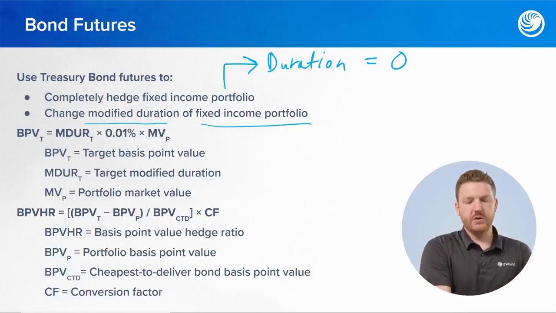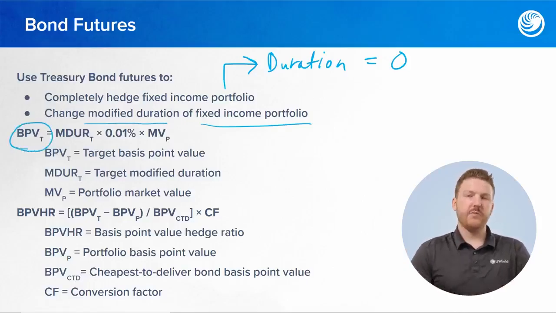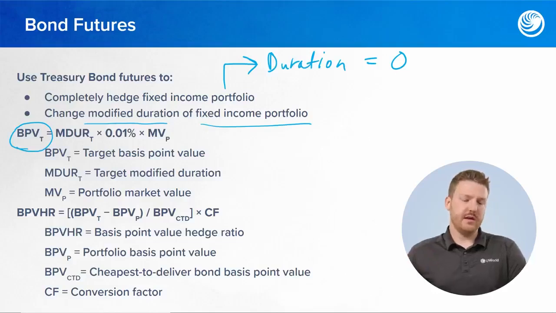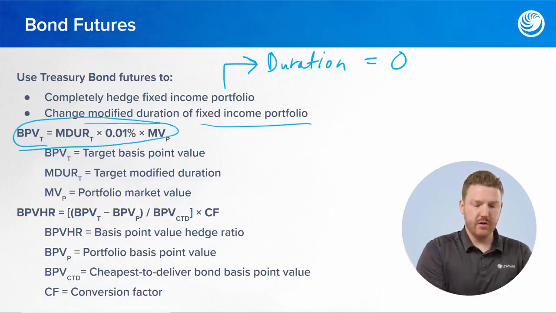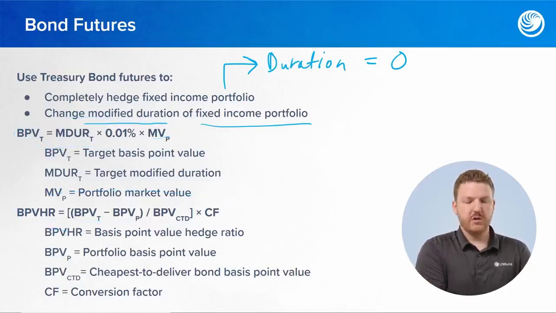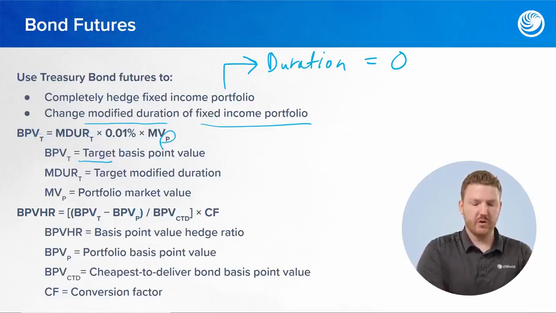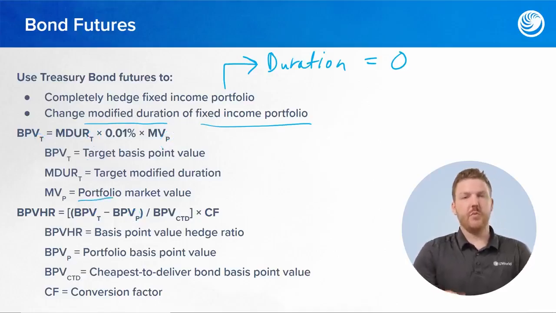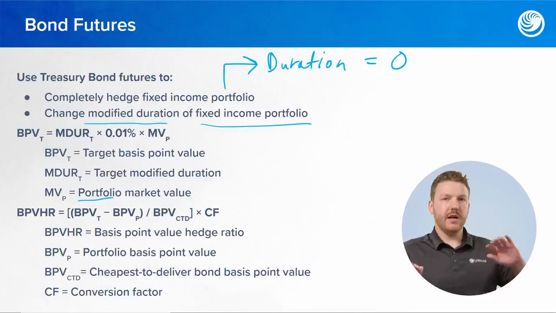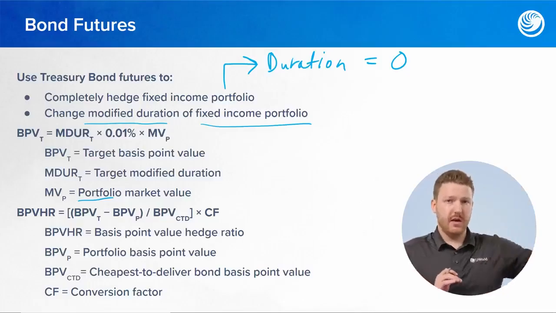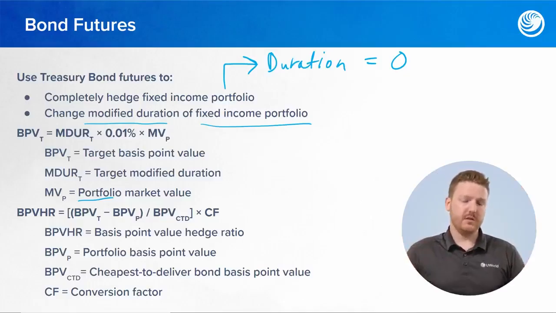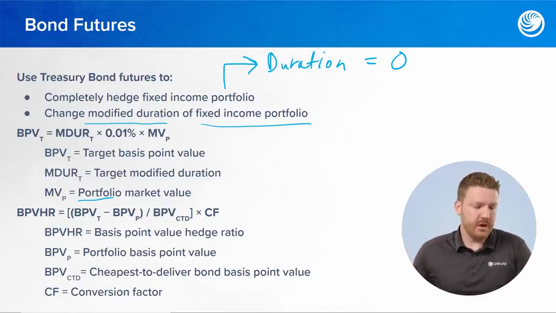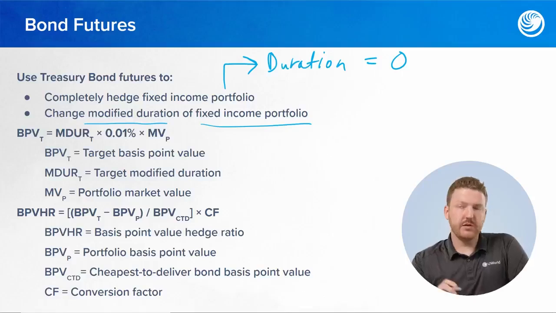So the first formula tells us how we can find this basis point value of target. One thing I want to show you is that in these two formulas, you're going to see T listed a few times and you're going to see P listed a few times. So T always stands for target and P always stands for portfolio. So target is where we want to be and portfolio P is essentially where we are right now. So given that, let's walk through some of these.